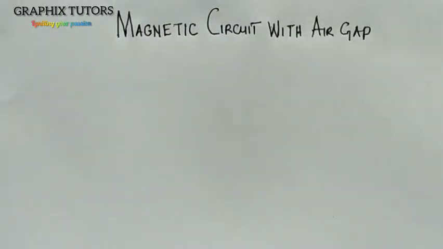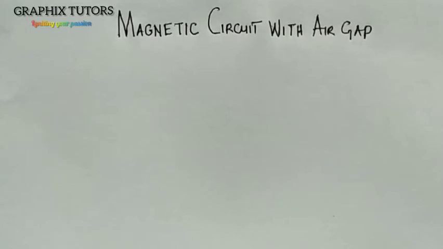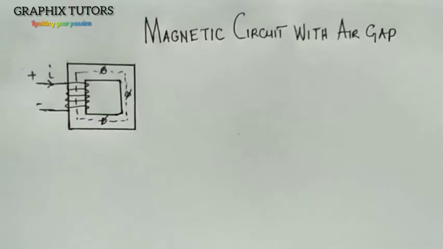Today we want to study another aspect of electromagnetism, which is called the magnetic circuit with air gap. What we've been doing in our previous video has been the magnetic circuit without air gap, right? But today we want to study the magnetic circuit with air gap. Now let me show you the difference between the one without air gap and the one with air gap.